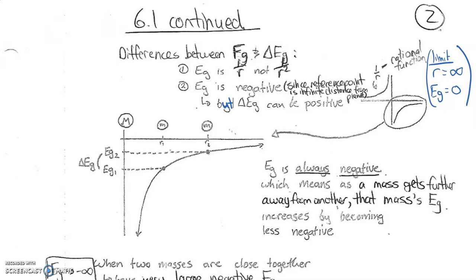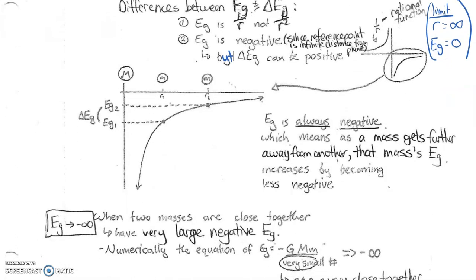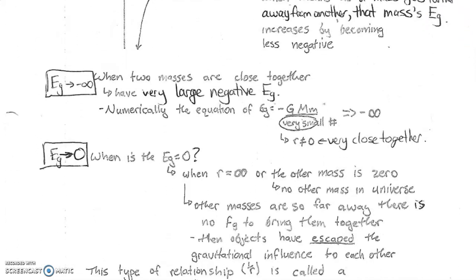There's a little note here at the side that says this: EG is always negative, which means as a mass gets further away from another, that mass's gravitational potential energy increases by becoming less negative. All right, so the further away you are from a planet, you get less negative in your gravitational potential energy. You never get positive. The change is positive, but not the actual gravitational potential energy that you have at that moment.